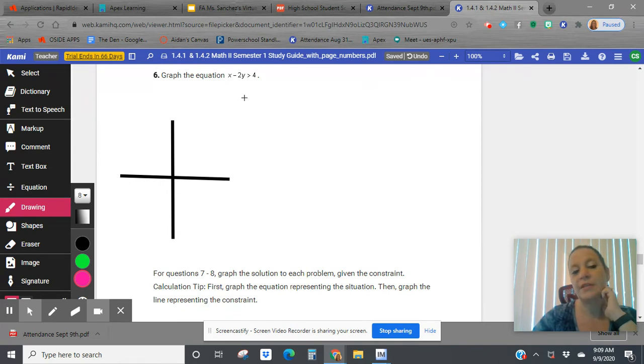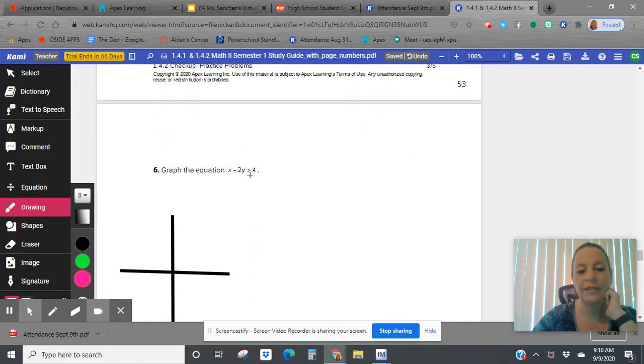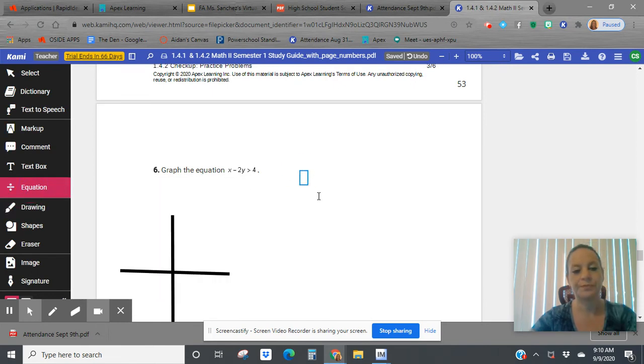This time it's given to me in standard form, and it's an inequality. So notice this has an equals, and this one has a greater than. So I'm going to go ahead and move this first into slope-intercept form.